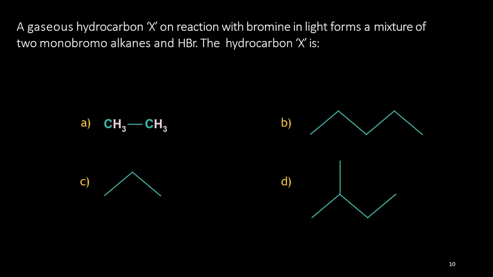Okay. Gaseous hydrocarbon X on reaction with bromine in light forms a mixture of two monobromoalkanes. So that means he is saying that we'll be getting two different types of alkanes. So what could be the possibility here? Option C. Okay, yeah, it is option C. Let's see how this happens.